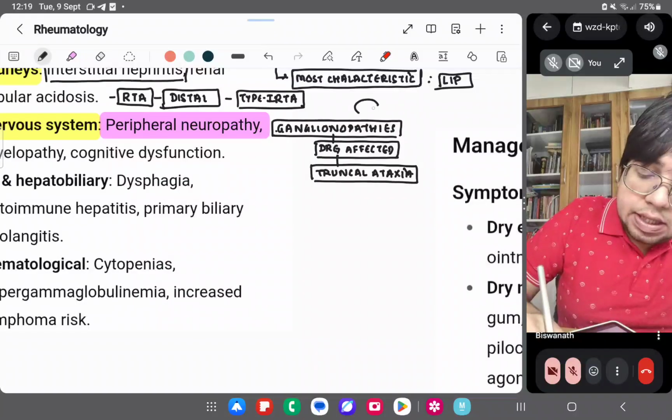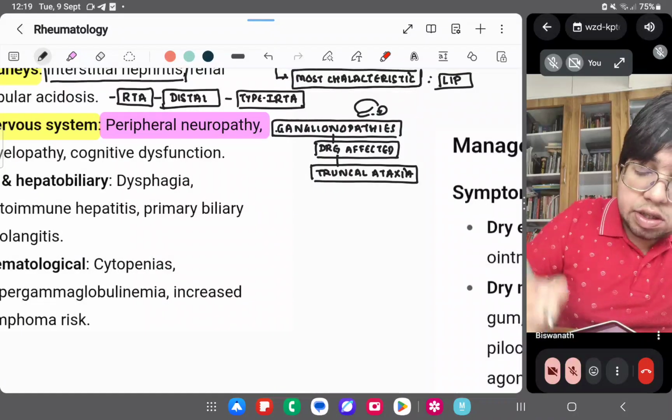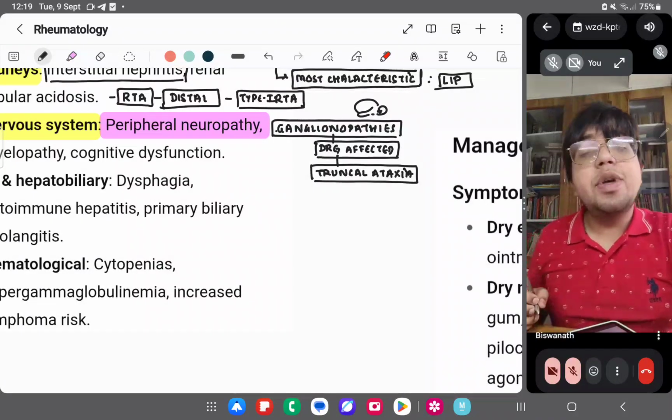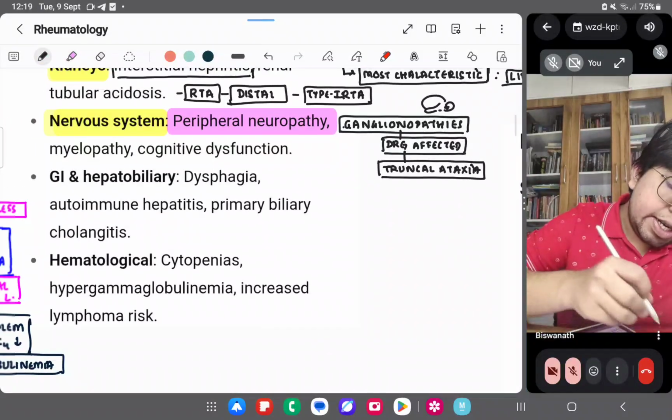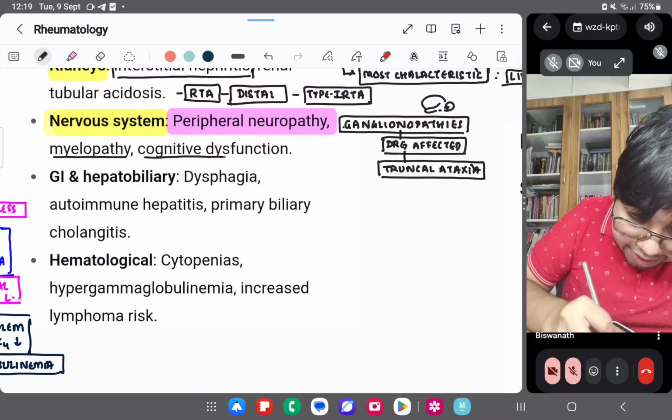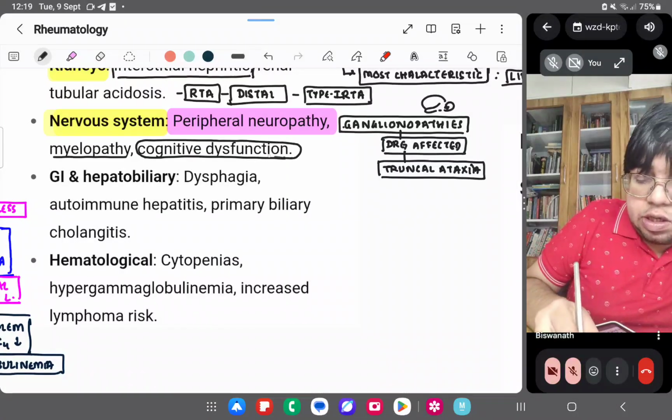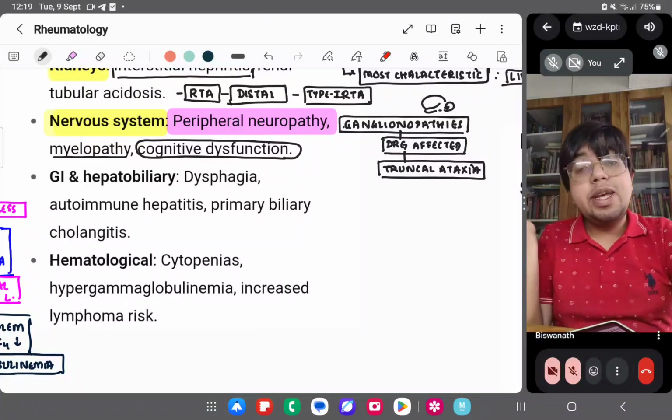Right? This is the CNS manifestation. This is the brain idea. Myelopathies may be associated. Cognitive dysfunctions, okay, the cognition and the memory may be affected.